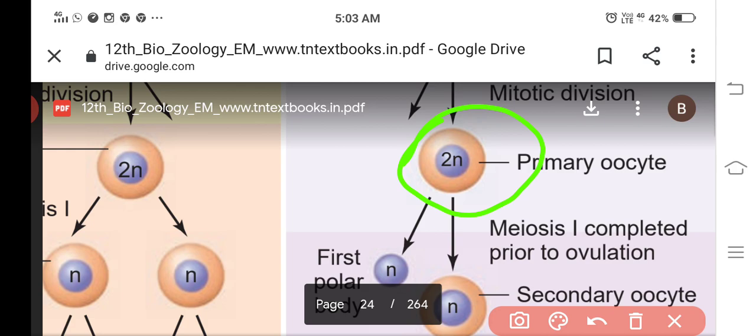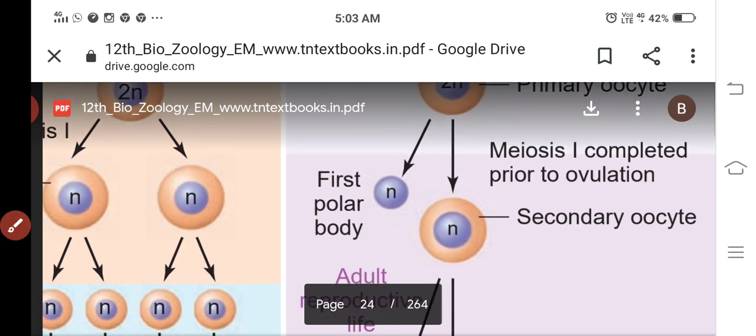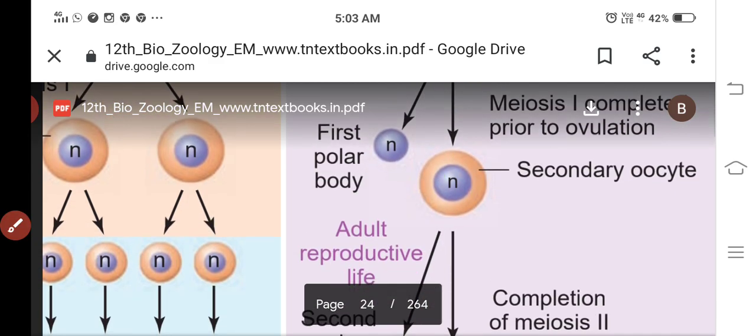The primary oocyte divides again, and meiosis 1 is completed to form a large egg nucleus, called the secondary oocyte, and a small first polar nucleus. The first polar body is formed, and it will disintegrate.